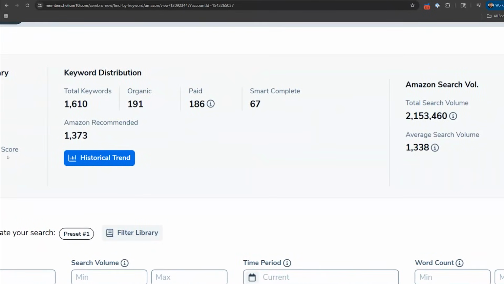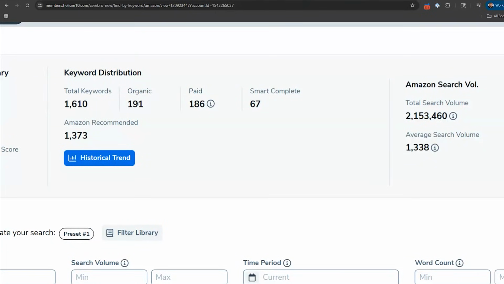This keyword distribution shows you the total number of keywords we found. Like for coffin shelf, we found 1,600. Now, 1,300 of those come from Amazon recommended. Basically that means that's from an Amazon data point that Helium 10 has exclusive access to, which looks at the top products that are showing up for coffin shelf and then sees what are the top Amazon recommended keywords for it.